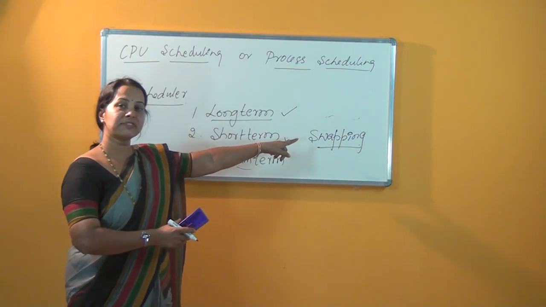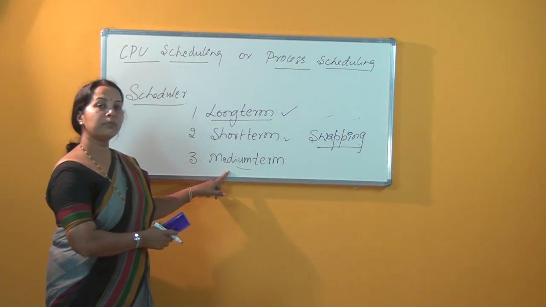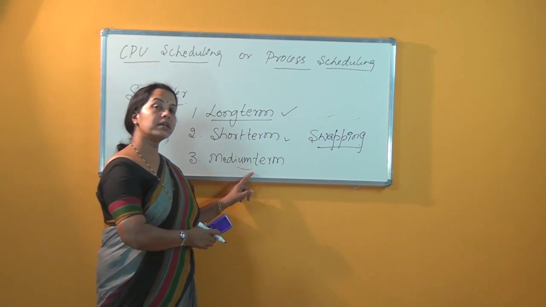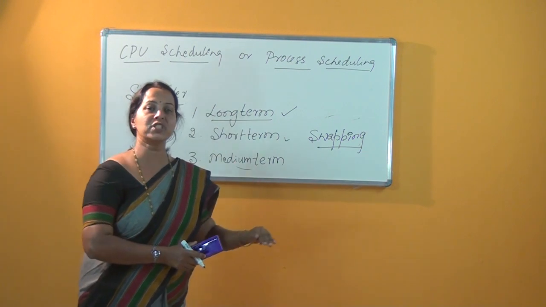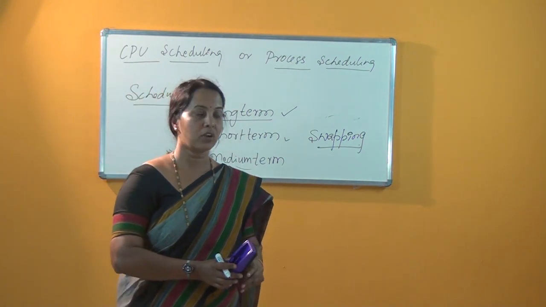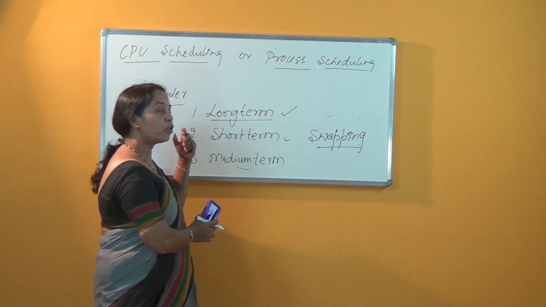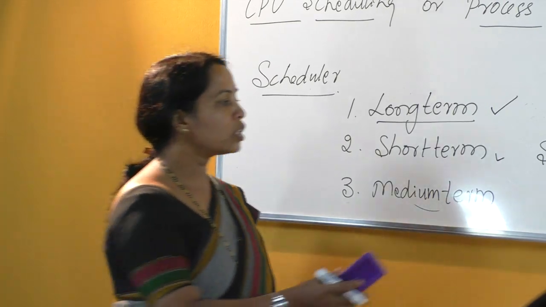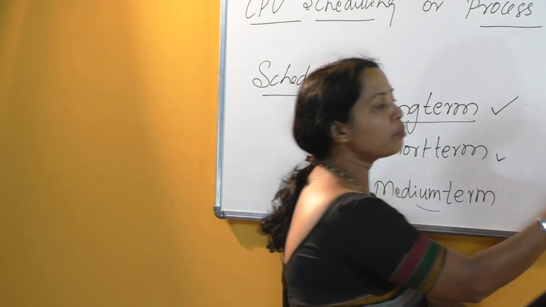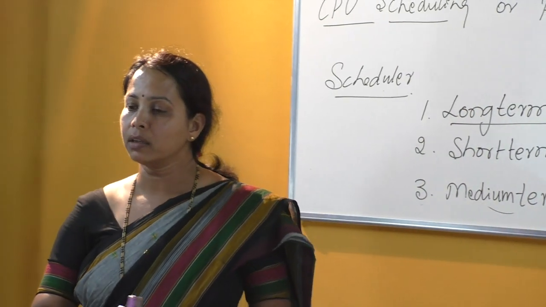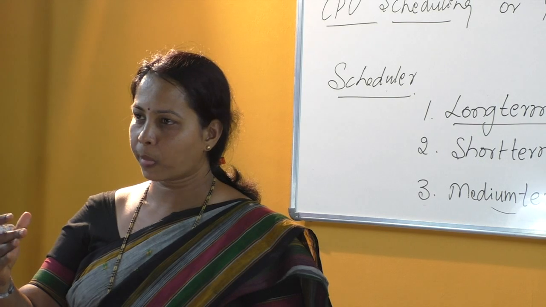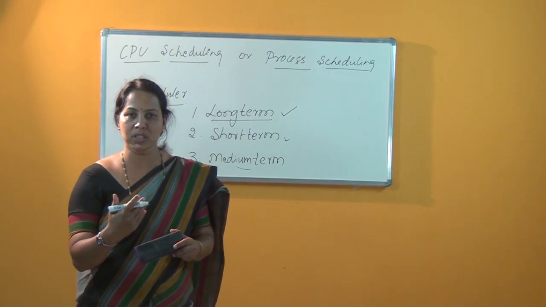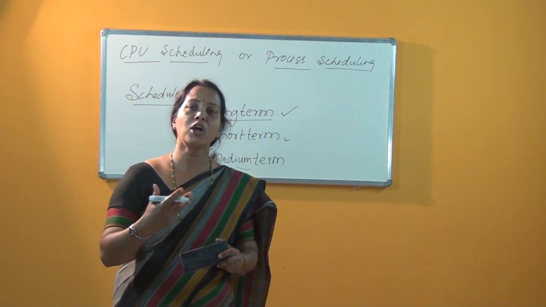The process of swapping is handled by the medium term scheduler, so that it balances the number of processes in the memory. Okay, so this is about what scheduling actually is. One more thing: when there is multi-programming, there are two types. Some processes are preemptive and some are non-preemptive.